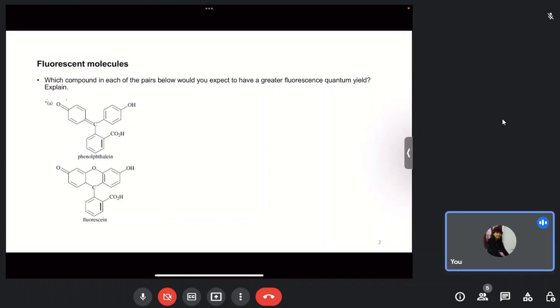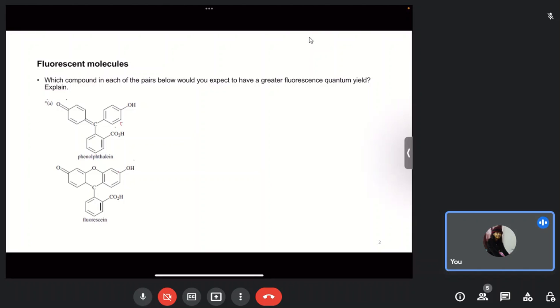So yeah, it all starts with molecules that can fluoresce. There are certain criteria that a particular molecule has to satisfy to fluoresce. So here we have been asked to find, among these two pairs of molecules, which we would expect to have a greater fluorescence quantum yield.